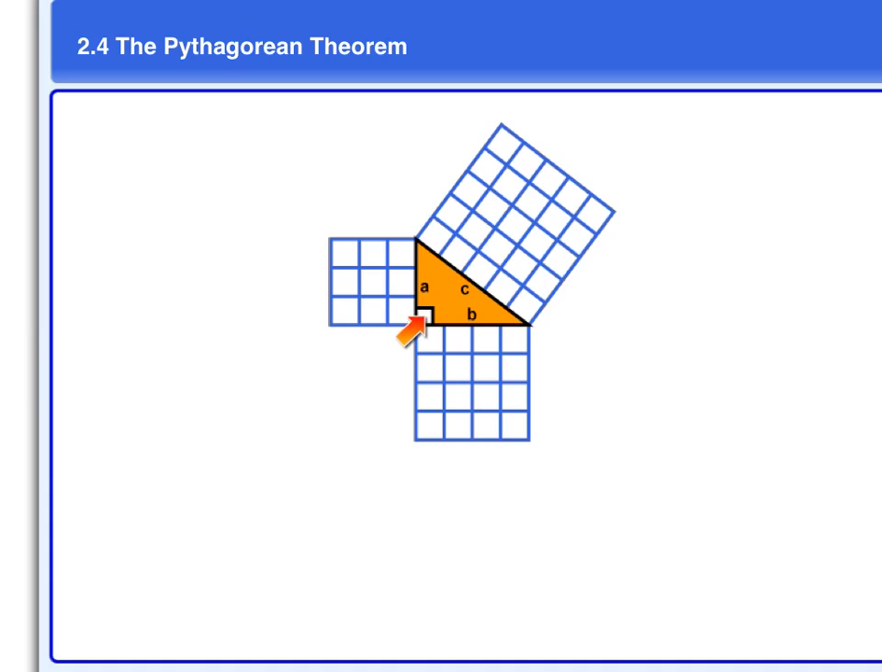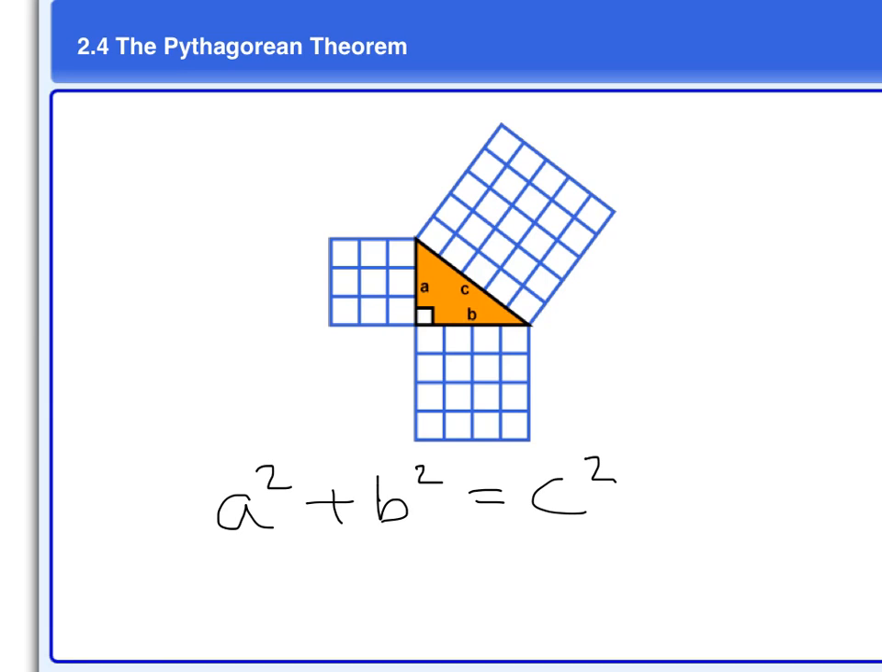Of course this little square tells us it's a right angle, and we have three sides, A and B. Those are sometimes called the legs. And then we have C, which is of course the hypotenuse. The idea is that we can add the squares of the two side lengths, and that gives us this one. The Pythagorean theorem looks like this: a squared plus b squared equals c squared.